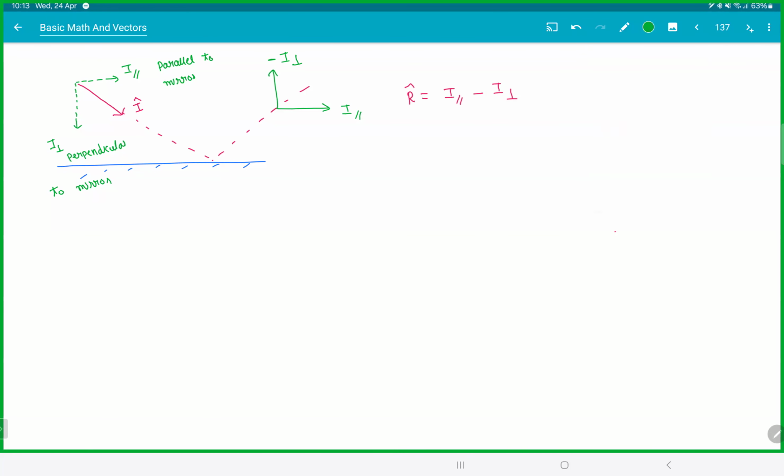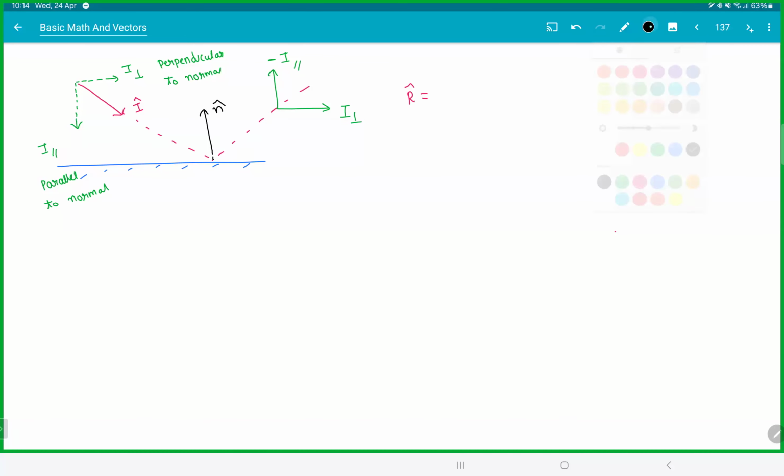Or I'll do one thing with it. I will just change this a bit. Let's call this thing I perpendicular. This is perpendicular to the normal. This is parallel to the normal. So this will be I parallel reversed, and this is I perpendicular. And we know this is your N bar. So R bar is nothing but I perpendicular minus I parallel. Agreed? But I already know I cap is nothing but I perpendicular plus I parallel.